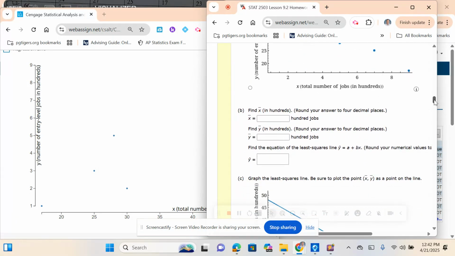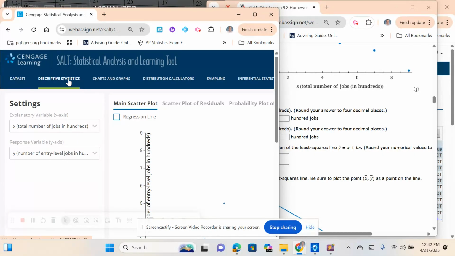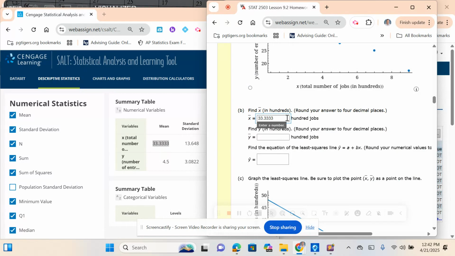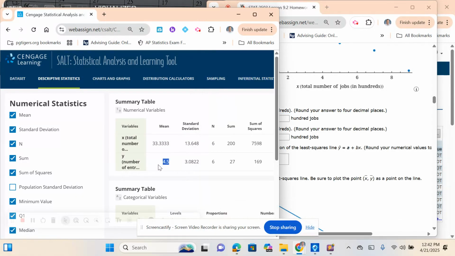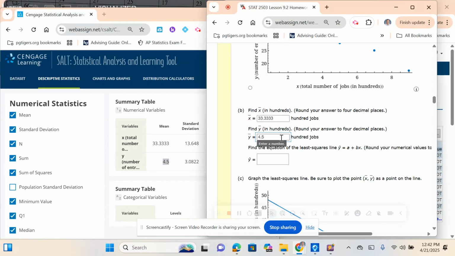Now, find x bar. X bar is the mean of the x's. So what I'm going to do now is go over to descriptive statistics. X bar is the mean of the x's, so it's that right there. So Control C, Control V. Y bar is the mean of the y's. So Control C. So that's the mean of the y's. Okay.